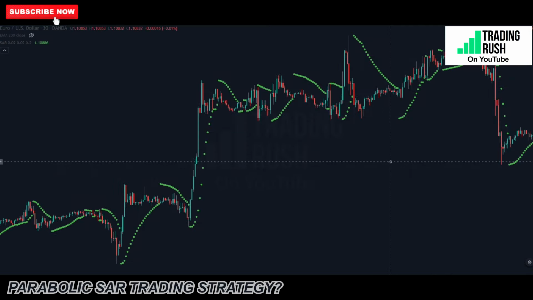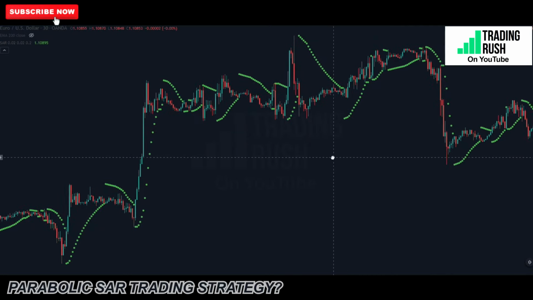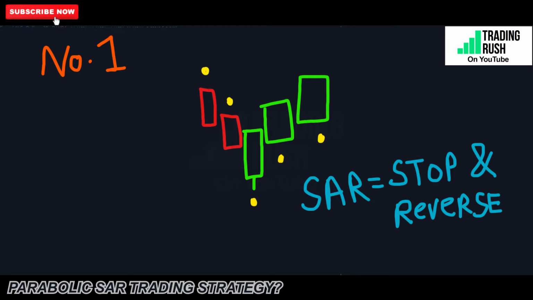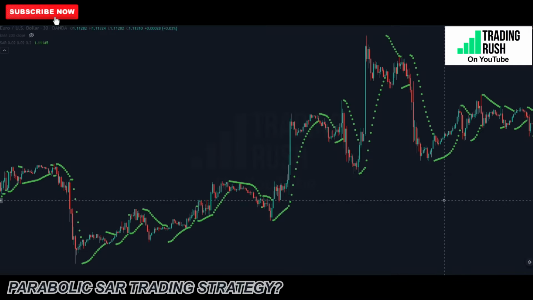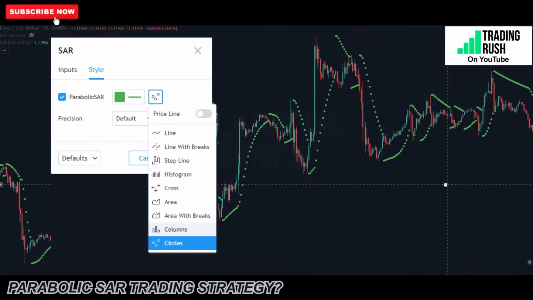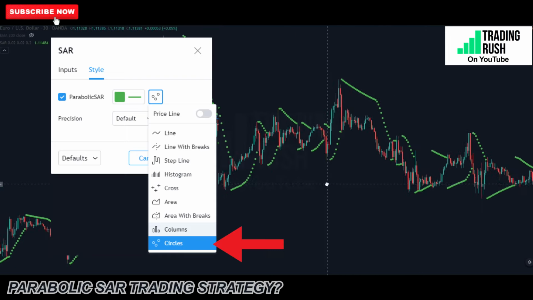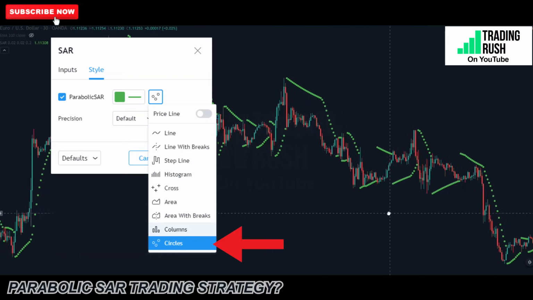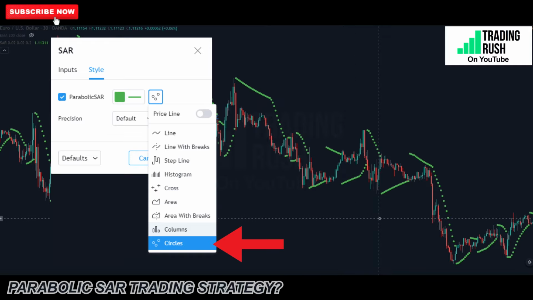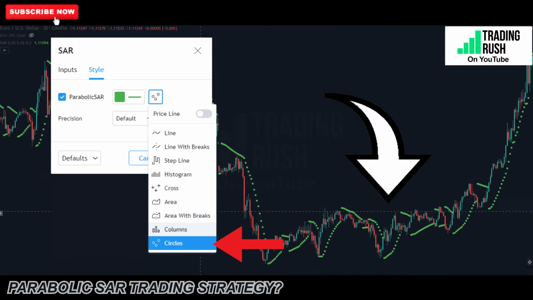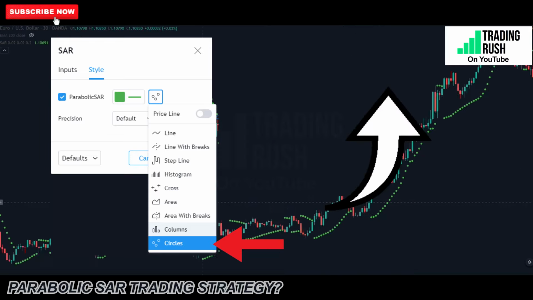Here are some important things to note about the Parabolic SAR indicator. Number 1. The Parabolic SAR dots flip when the price stops and changes direction. In other words, Parabolic SAR uses a method called SAR, or stop and reverse, to find the entry signals. Number 2. On most trading platforms, the Parabolic SAR will appear as a series of dots. If the dots are above the candles, the market is in a downtrend. And if the dots are below the candles, the market is in an uptrend.